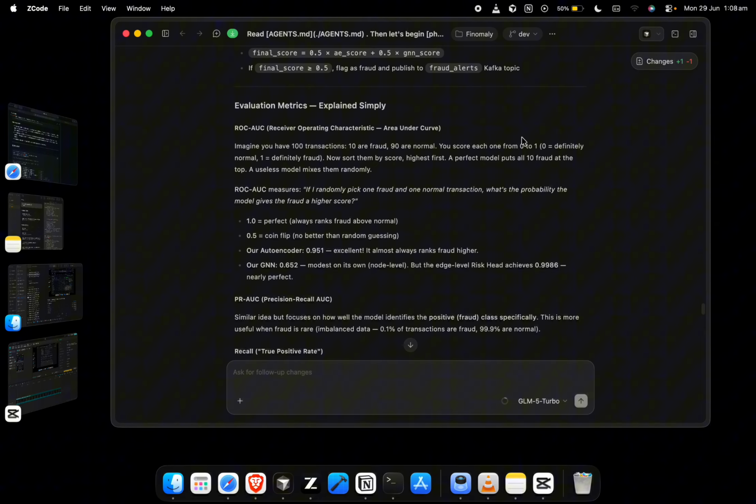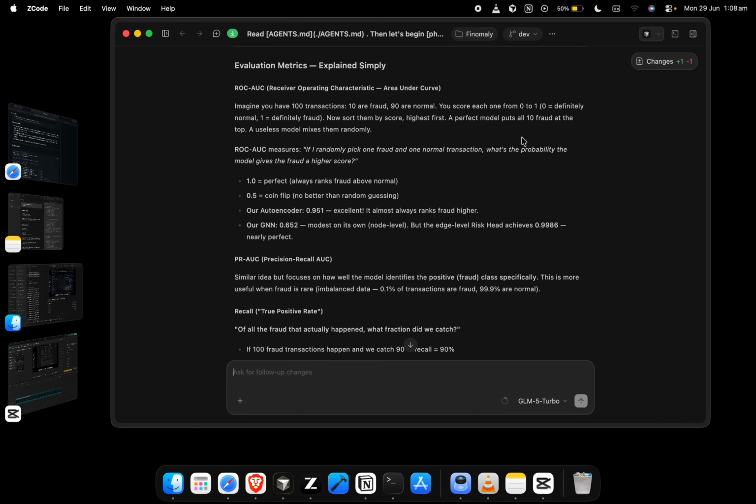Explained simply, we have the ROC AUC. This is the receiver operating characteristic, area under curve. Imagine you have 100 transactions, 10 are fraud, 90 are normal. You score each one from 0 to 1. 0 is definitely normal and 1 stands for definitely fraud. Now sort them by score, highest first. A perfect model puts all 10 fraud at the top. A useless model makes them randomly.